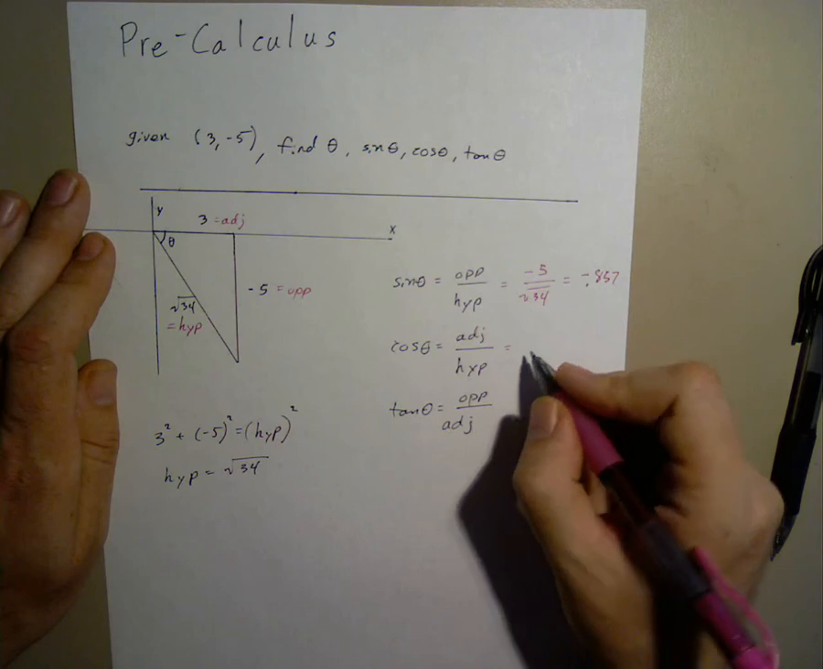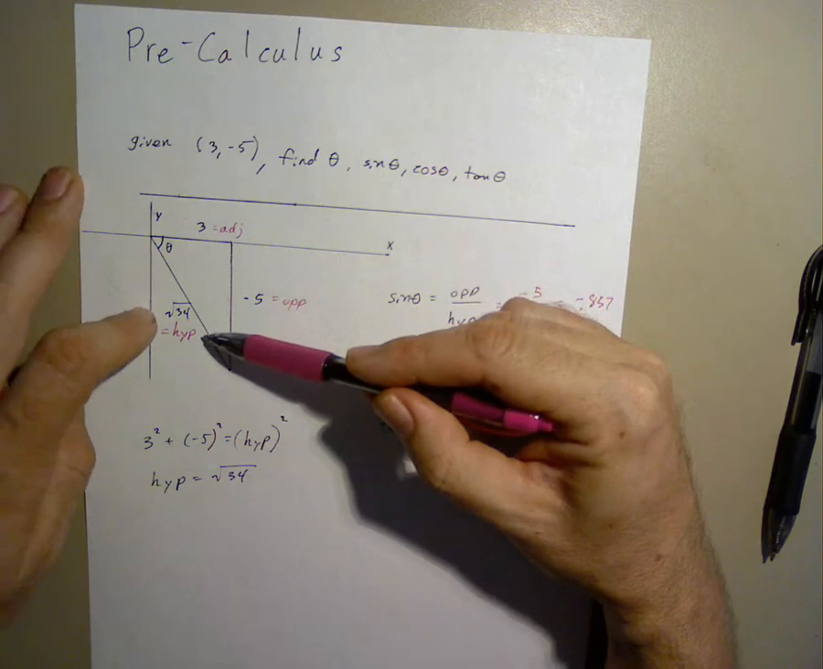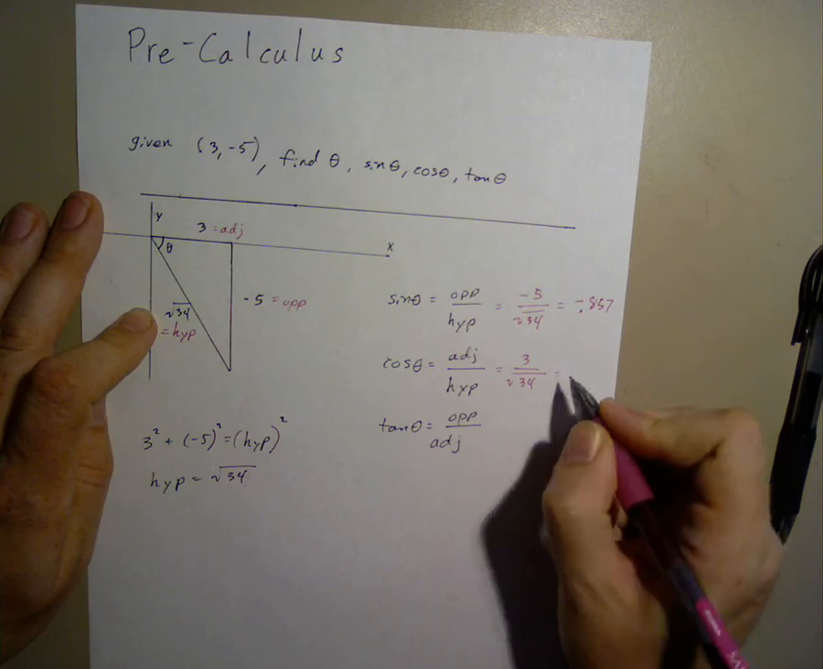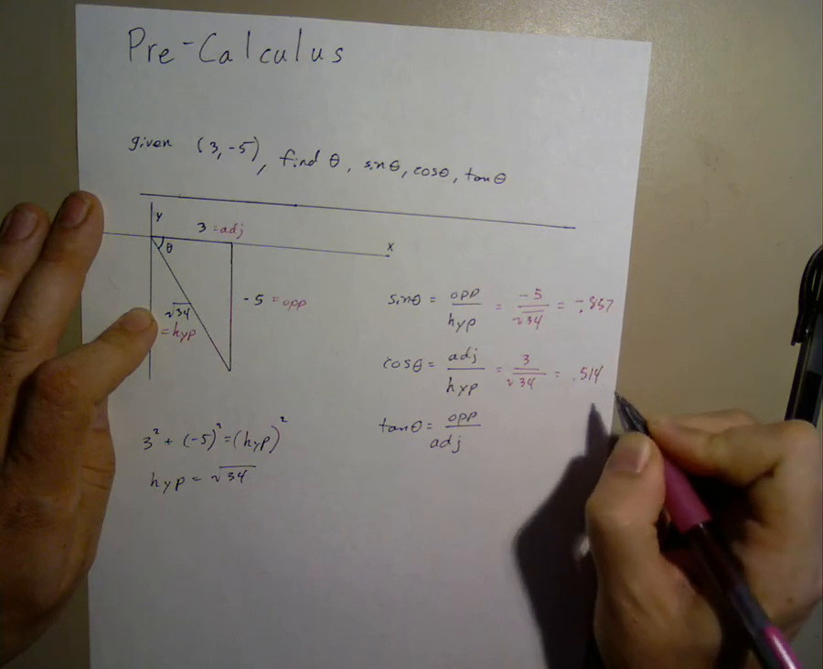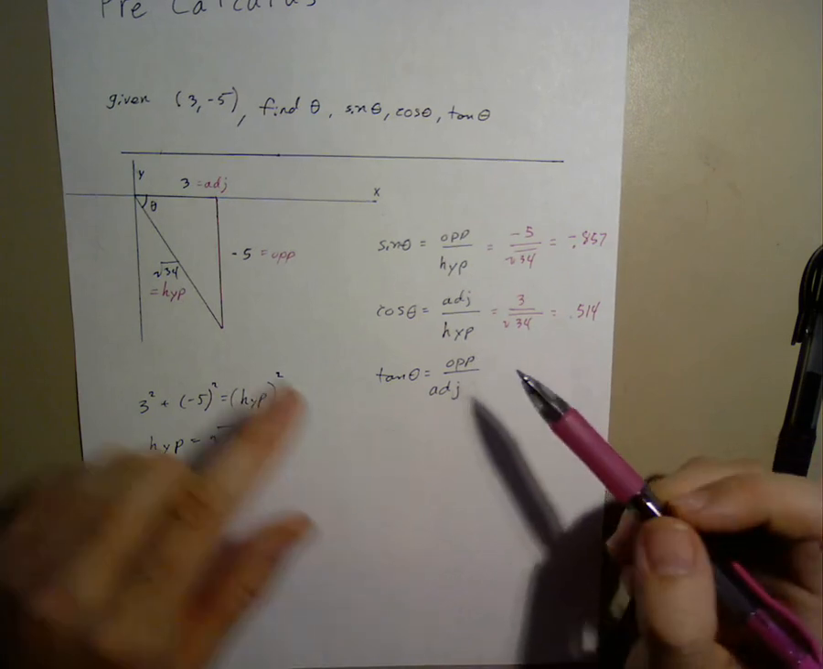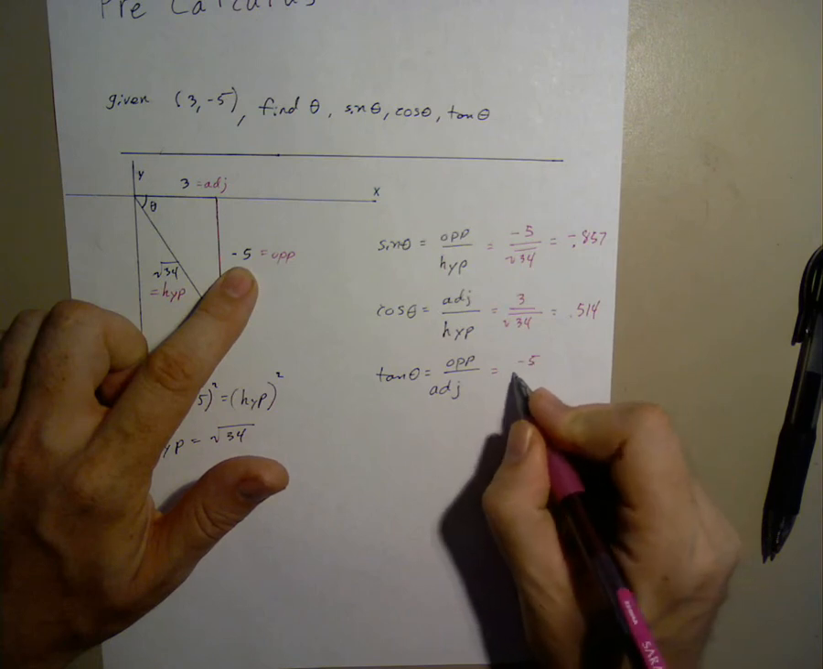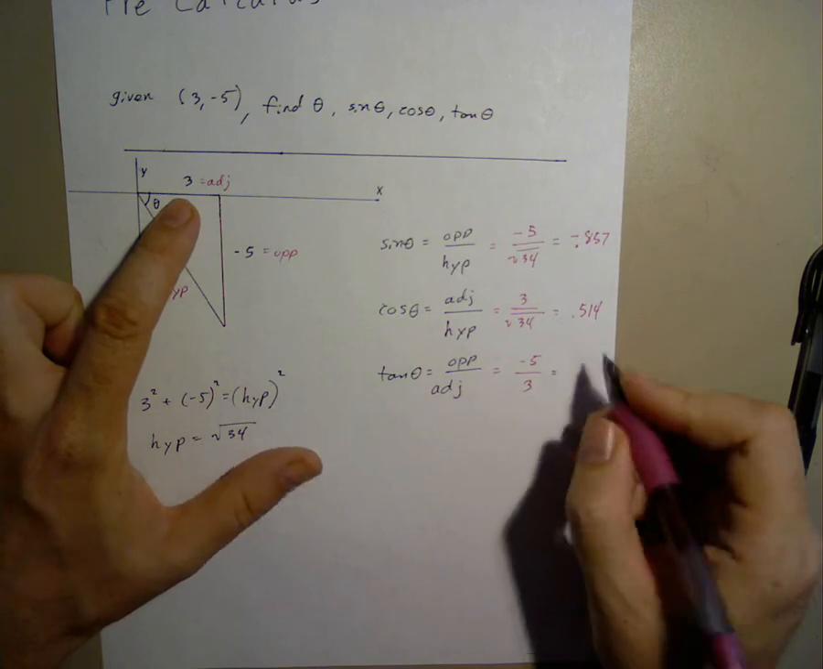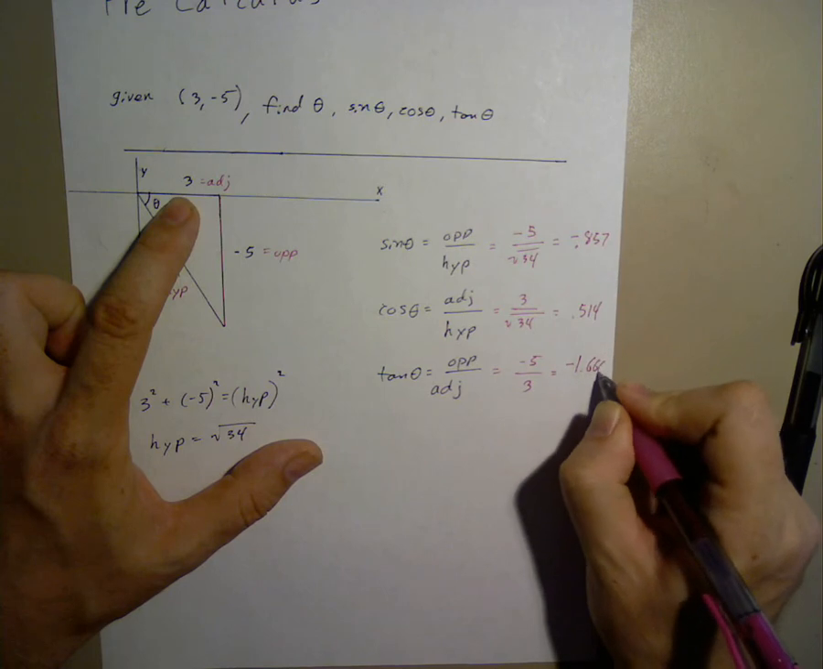Cosine is the adjacent, 3, over the hypotenuse, which is the square root of 34. 3 over the square root of 34 gives us 0.514. Tangent is opposite over adjacent. The opposite side is -5. The adjacent side is 3. So the tangent of the angle is -1.666.